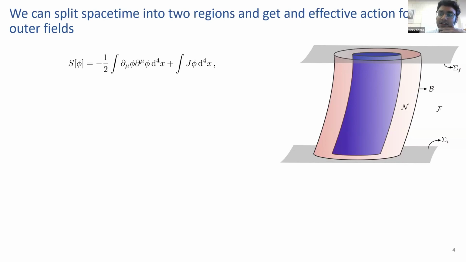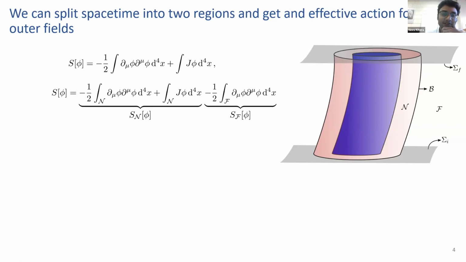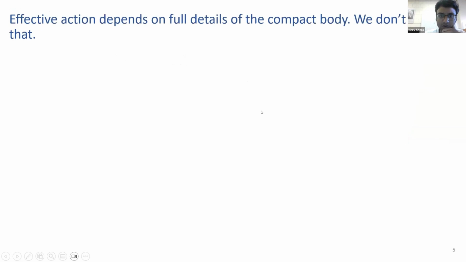So the idea would be to separate the space-time into two parts. There's this in blue, my compact body, and this pink cylinder is going to divide my space-time into two parts: the inner region and the outer region. I'm going to write my scalar field action as a sum of the action in the inner region, the near zone, and the far zone.